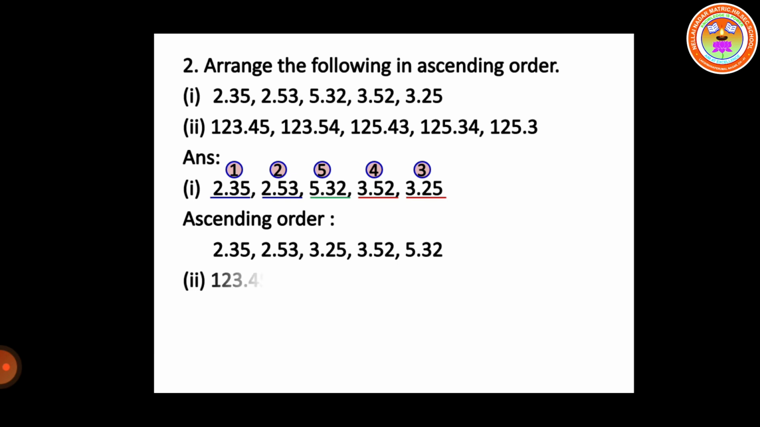Next subdivision, second one. See, in these given numbers, the integral parts are 123, 123, 125, 125, 125. So, among 123 and 125, which one is smaller? 123. So, consider those numbers. In those numbers, the tenths place values are 4 and 5. First one has tenths place value 4, second one has tenths place value 5. Among 4 and 5, which one is smaller? 4. So, that will be the first. Next number, the remaining 123.54.